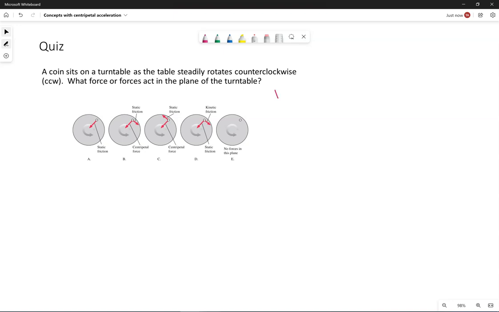All right. So in case it's not obvious, all 5 of these pictures represent a view from above. So we're looking down at the turntable. The little tiny dot is our coin. And we're asked to find which forces act in the plane of the turntable. So the coin is sitting on the turntable, therefore there must be some sort of force pointing towards the center. So E cannot be correct.